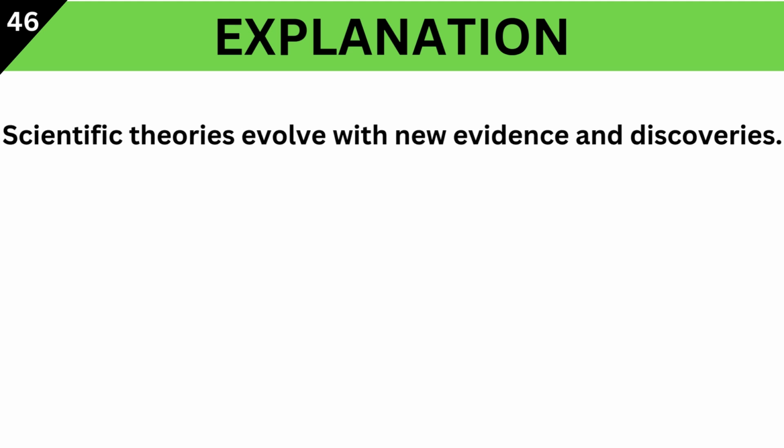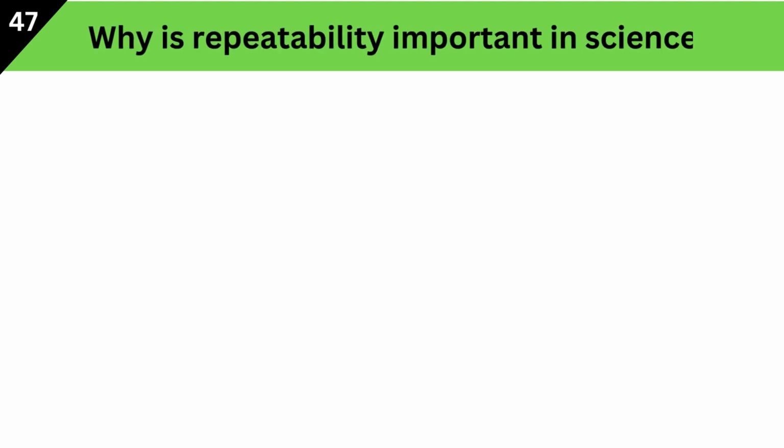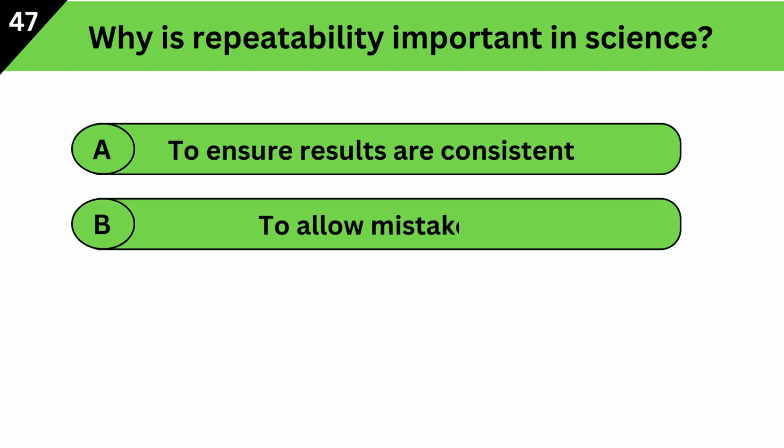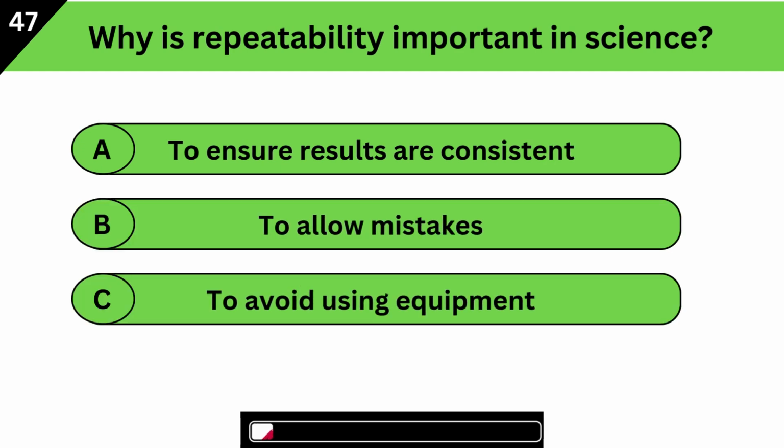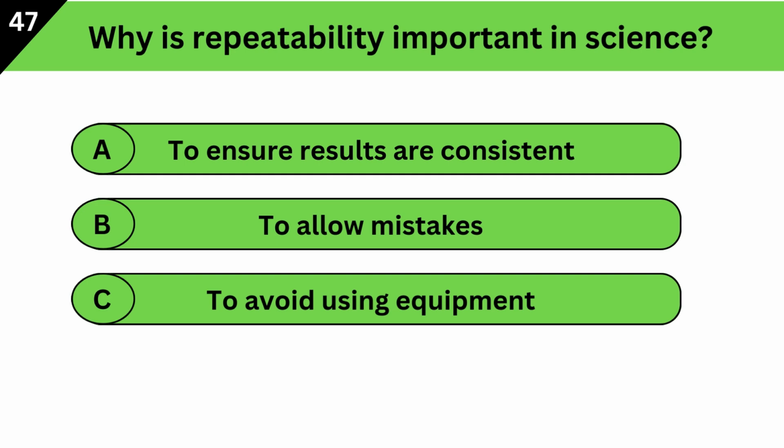Explanation. Scientific theories evolve with new evidence and discoveries. Why is repeatability important in science? Option A. To ensure results are consistent. Option B. To allow mistakes. Option C. To avoid using equipment.